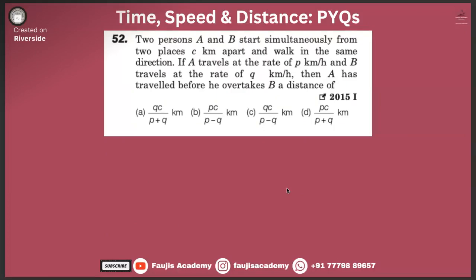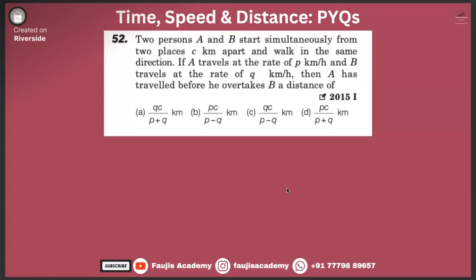Two persons A and B start simultaneously from two places 3 kilometers apart, and walk in the same direction. If A travels at the speed of p kmph and B travels at the rate of q kmph, then A overtakes B after traveling a distance of. I'm not getting this question. Are you getting it? Yes, sir.